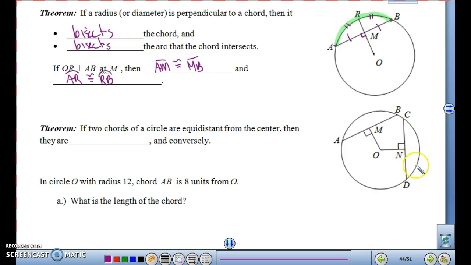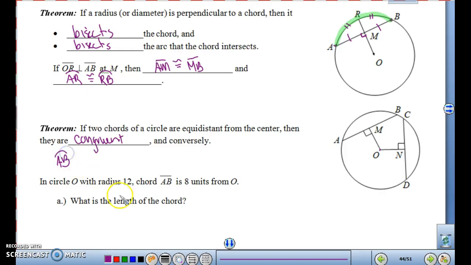All right, one more theorem. If two chords of a circle are equidistant from the center, then they are congruent. Okay, so if I have chord AB and DC here that are the same distance from the center of the circle, notice the distance from O to M and O to N are congruent. That means that they are the same distance away from the center, they are congruent to each other. So because they're the same distance away, they cut off the same amount of the circle. So AB will be congruent to CD.